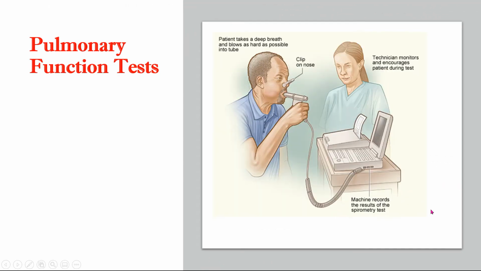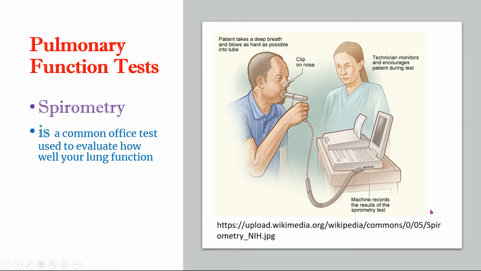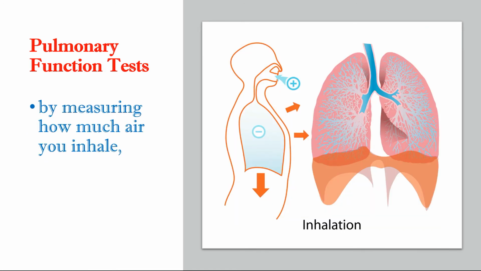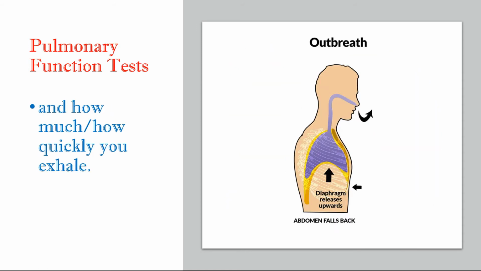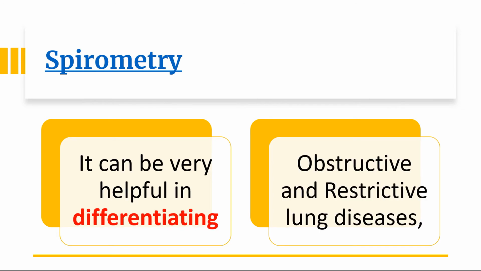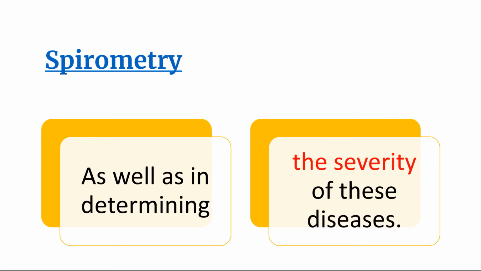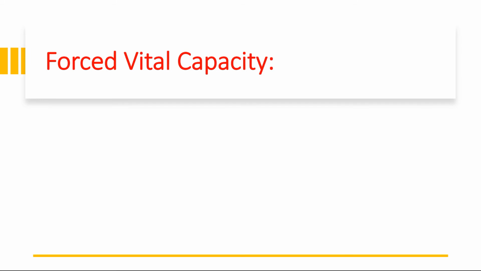Go to pulmonary function tests. What's spirometry? Spirometry is a common office test used to evaluate how well your lungs function by measuring how much air you inhale and how much and how quickly you exhale. So spirometry can be very helpful in differentiating obstructive and restrictive lung disease, as well as in determining the severity of these diseases. So we have to know there's something called forced vital capacity.